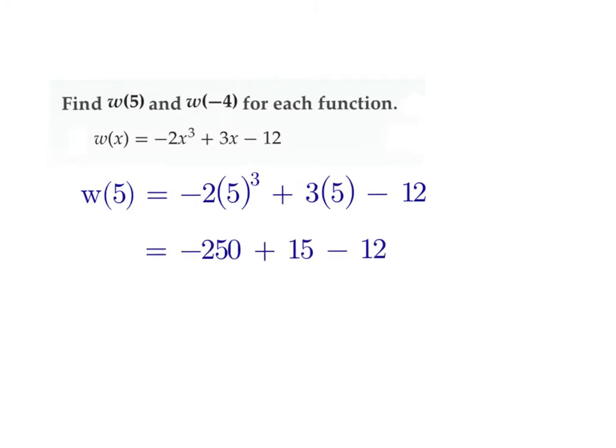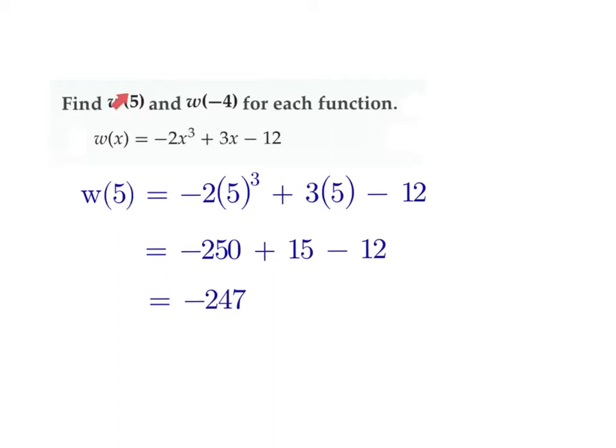So here's the next step. -250 plus 15 minus 12. How many had that? Okay. And so then I just go from left to right. And w of 5 equals -247. How many had that? Okay, very good. Right? Nothing new there.